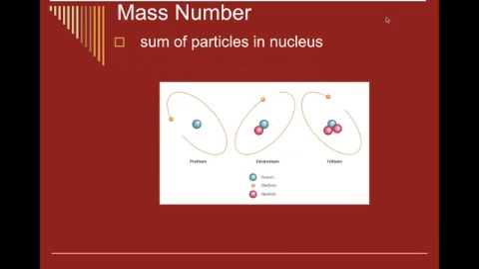Now, the mass number is the sum of the particles in the nucleus. We know that the nucleus is comprised of protons and neutrons. So, the mass number is the sum of the protons and neutrons. And we can see that here. The symbol for the mass number is A, just a capital A.